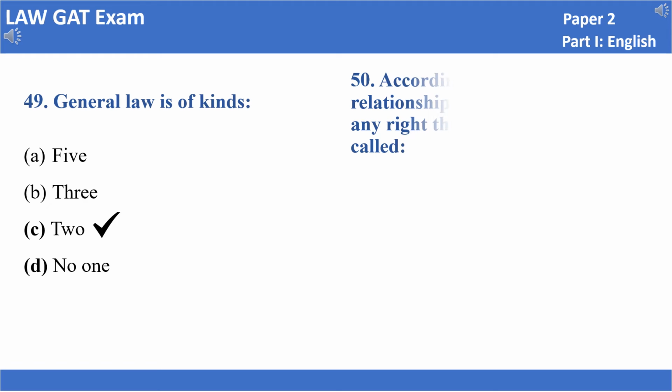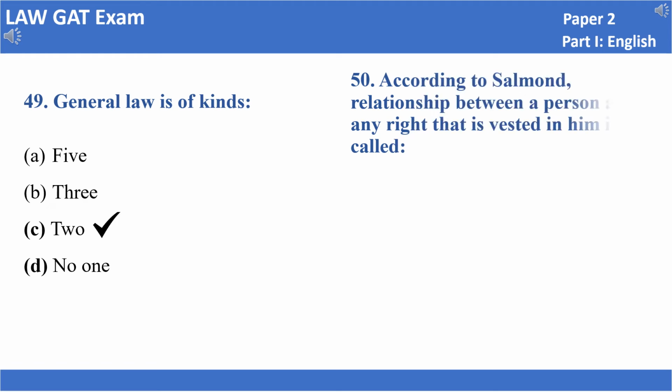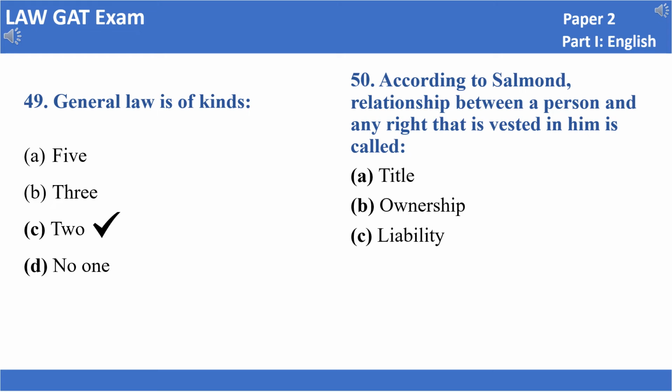According to Salmond, a relationship between a person and any right that is vested in him is called option A, title, option B, ownership, option C, liability, or is it option D, none of these? The correct answer is option B, ownership.